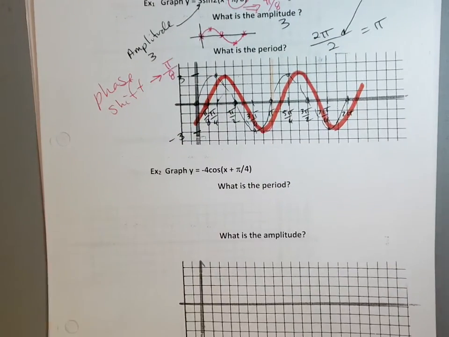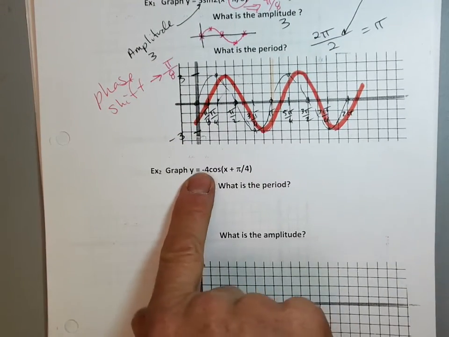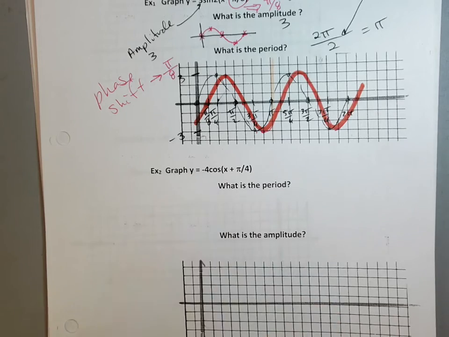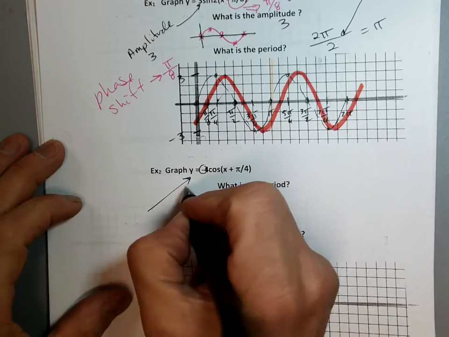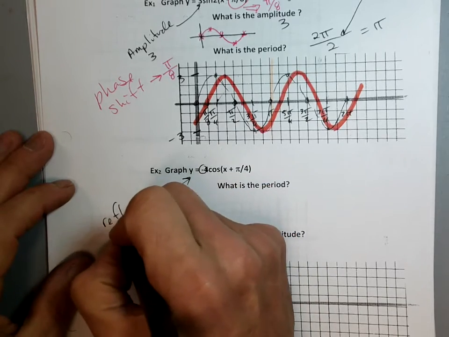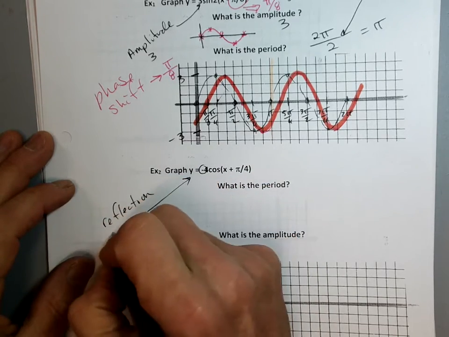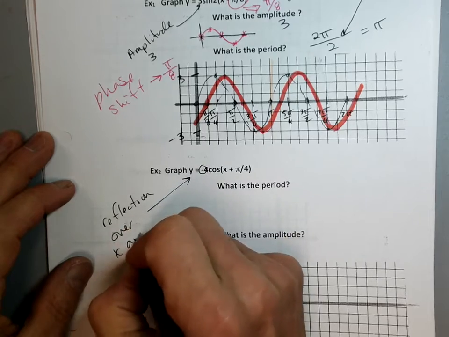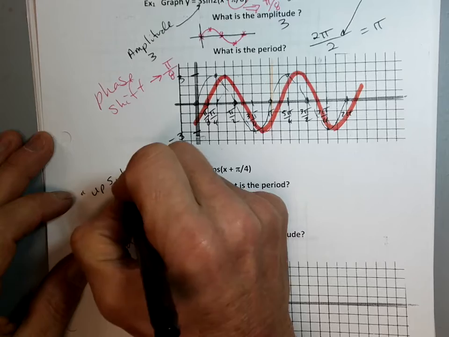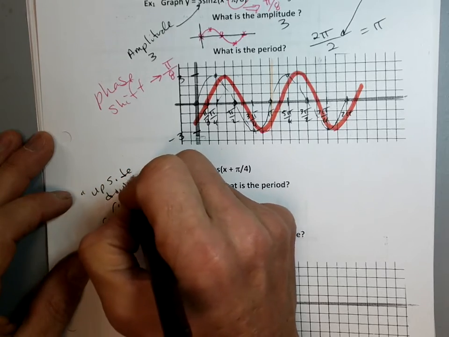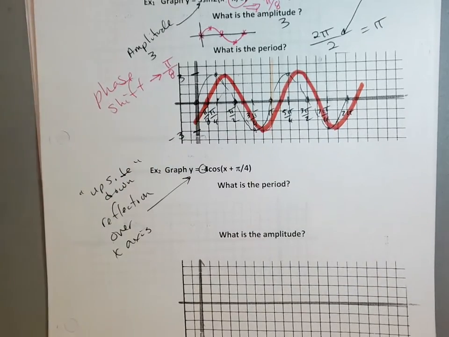So number 2, I've got a negative cosine. So if it's negative, it's going to be upside down. So there's a few things I want to do. The negative is going to make it a reflection over my x-axis, or it's going to be upside down. Okay, so the negative means this. My cosine curve is going to be upside down.